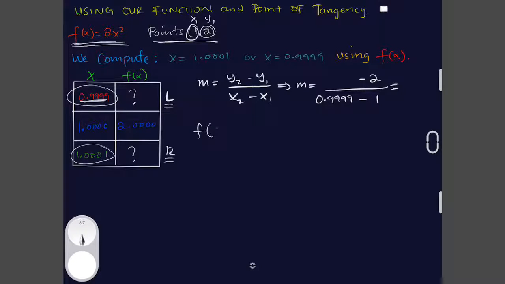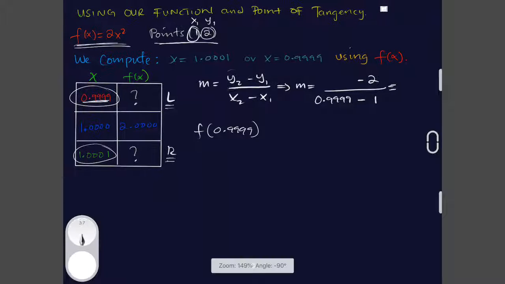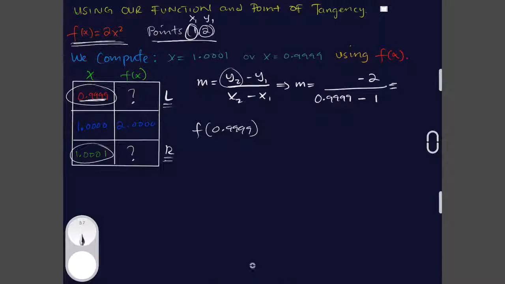So we have f of 0.9999. This will give us our y2. We already have the points. We just need a value of our function at that point. So f of 0.9999 is equal to 2 times 0.9999 squared. This should give us the value of our function.